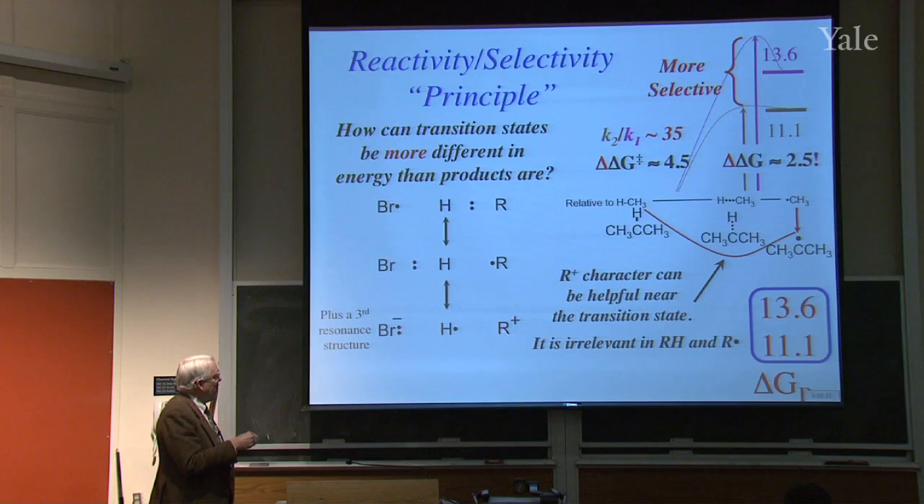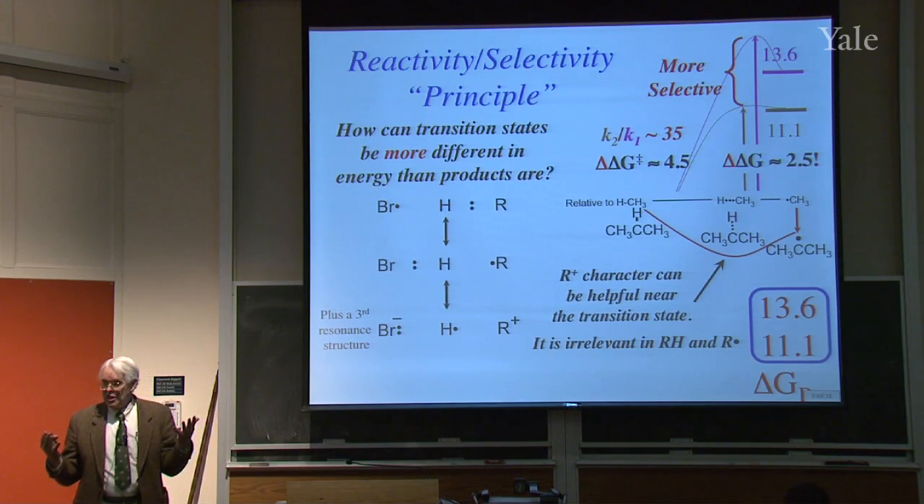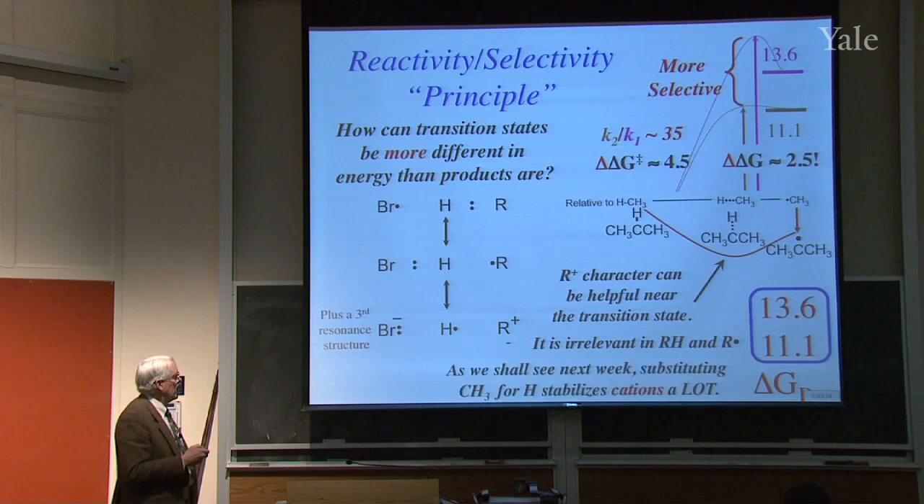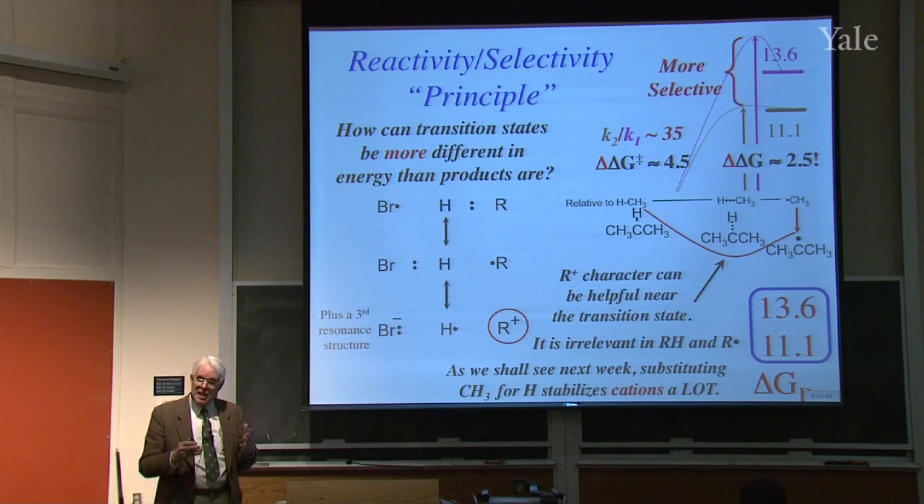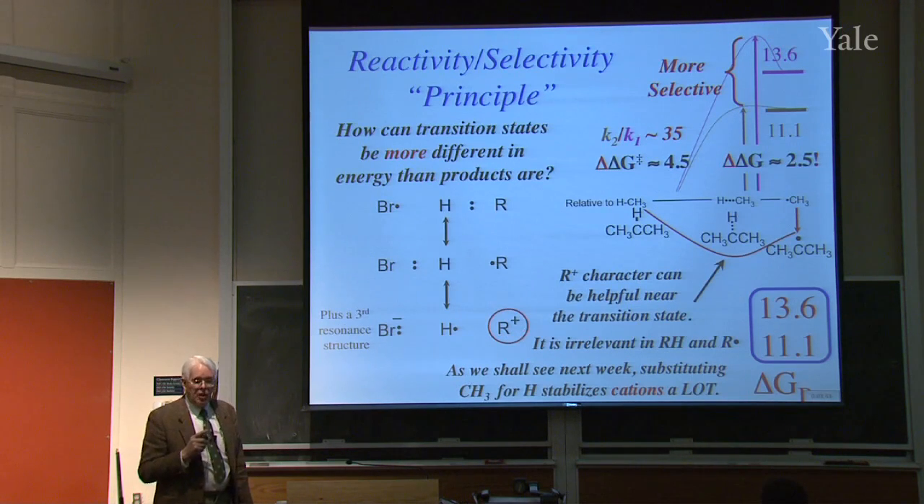But the R cation is irrelevant when it's RH over here, or when it's an R radical. Once the radical gets away, it only has a certain number of electrons. It's not R plus anymore. So as we'll see next week, substituting a methyl for hydrogen, that is going from a primary to a secondary cation, stabilizes the cation a lot. So this is unusually stable.